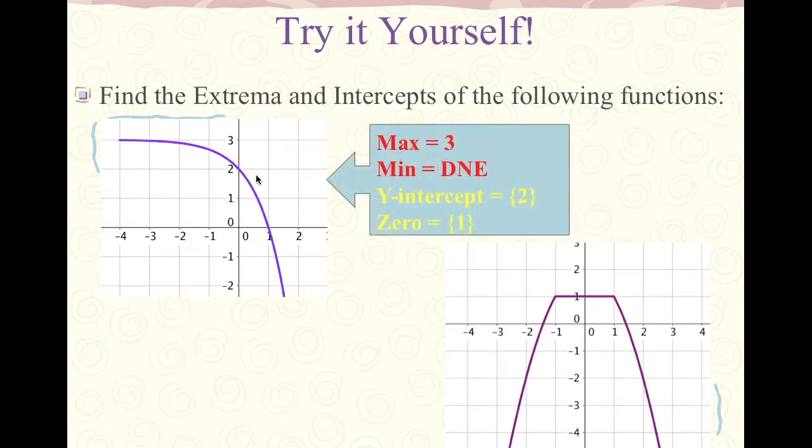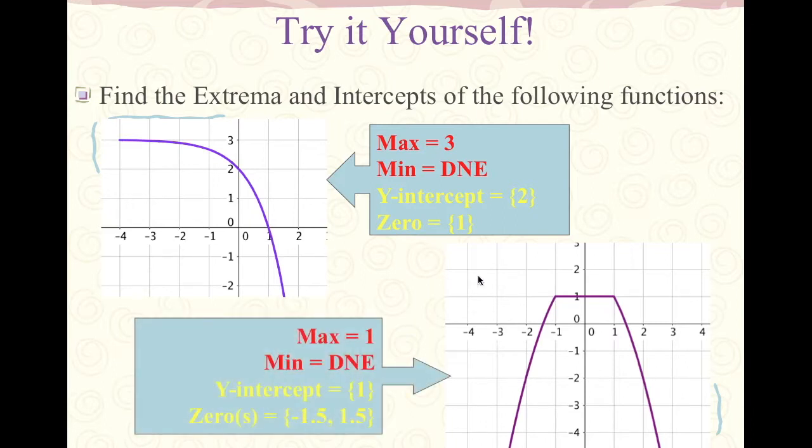Here, the max is 3, y values, and the minimum does not exist because it goes to infinity. Your y-intercept is 2, and there's only 1 zero, it's 1. And down here, your max is 1, but your min goes to negative infinity, so it doesn't exist. Your y-intercept is 1, and you actually have two zeros, negative 1.5 and just 1.5.